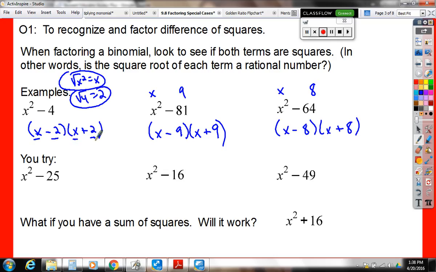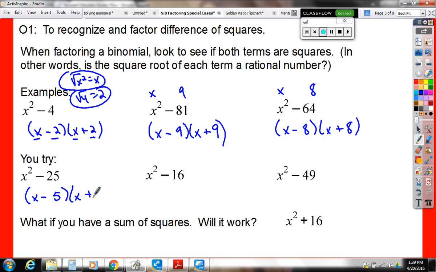So as we go over these last three, if you're watching this at home, do them with me and then do the other ones. Try them on your own without looking at the answers. Okay, x squared minus 25. Mackenzie, can you tell me what this would factor into? X minus 5 and x plus 5. Good. X minus 5 and x plus 5.